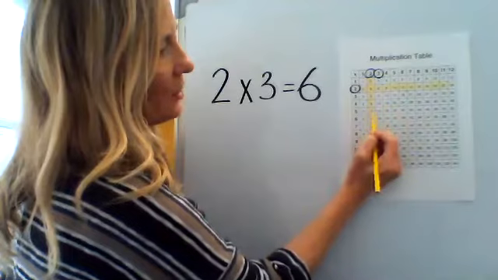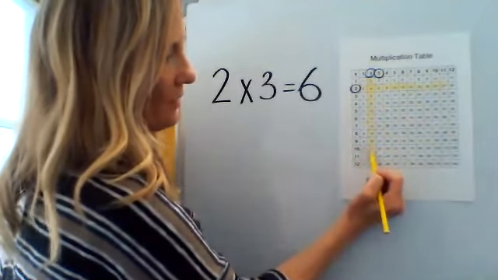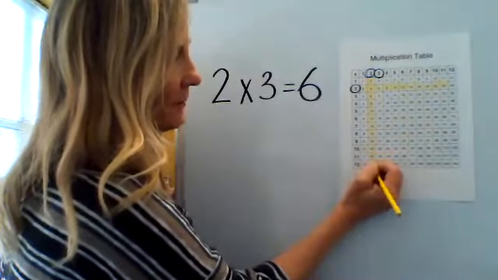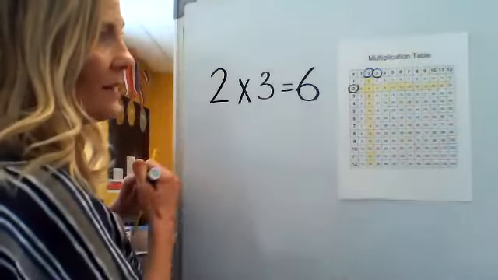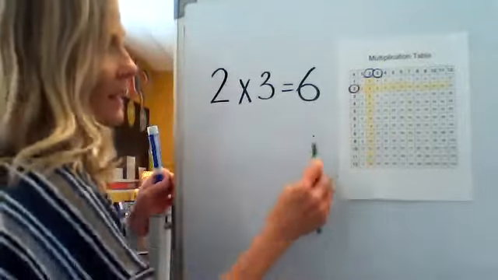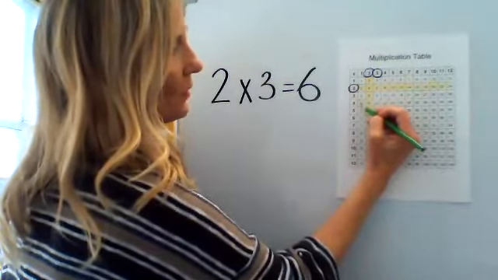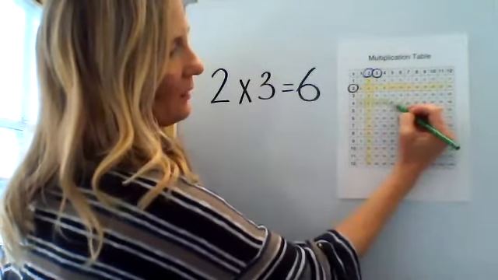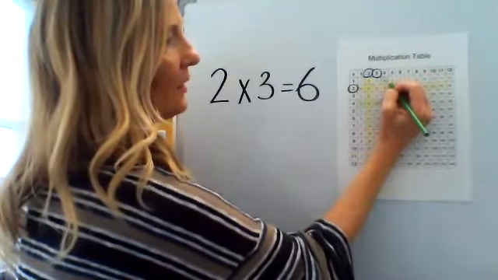So we can go ahead and shade. Now I don't want a dark color because I don't want it to hide the numbers. I want to still be able to see my products, my answers to my multiplication problems. Next, I'm going to work with my 4's, and I'm going to take a different color and highlight my 4's because 2's and 4's are related.